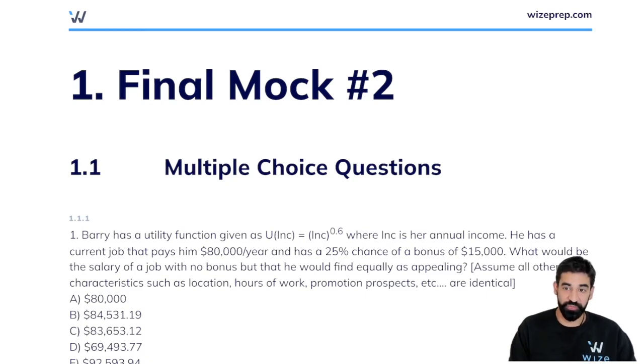So the format of your exam, for those of you that didn't take any of the other mocks, should be the same as this one. So 20 multiple choice questions and 3 long answer covering the entire course.